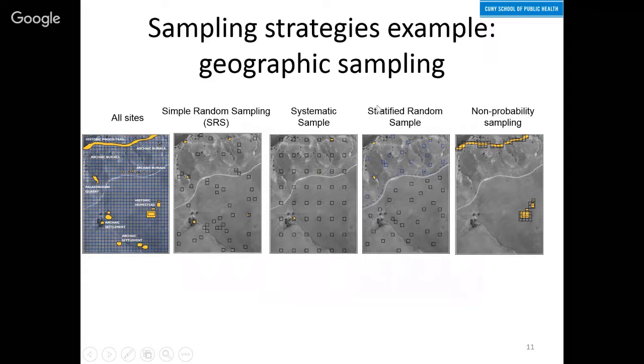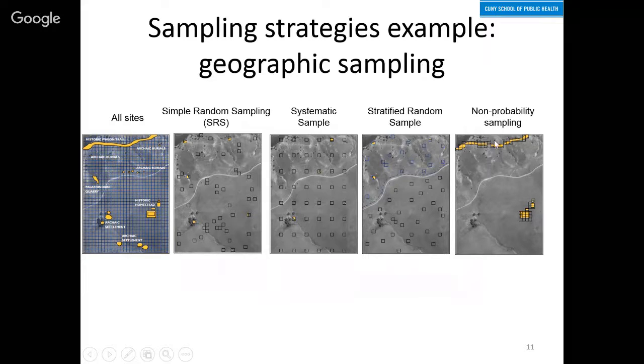The stratified random sample could be where, say, we define the area above this river here and the area below this river as separate regions, and we select a desired number of plots from each of those. That way you eliminate the variability in the number of samples you get from each of these regions, although it's still a random sample.